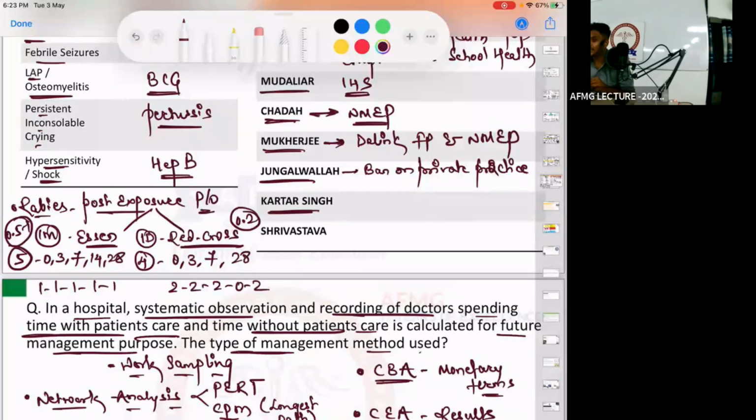Last, the Kartar Singh committee. Kartar Singh is a Punjabi. No offense to any Punjabi over here. Mostly Punjabis, they are united. Okay, they come in unity, and therefore they thought to have a union of healthcare workers. And the union of healthcare workers to be started was the multi-purpose worker. So the multi-purpose worker recommendation was given by the Kartar Singh committee.